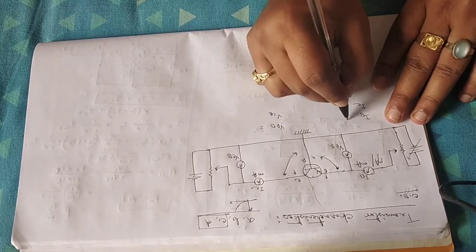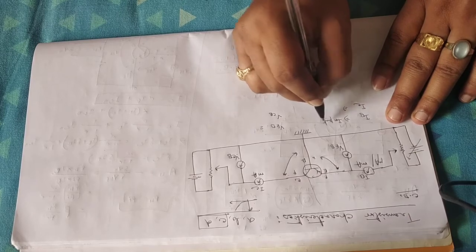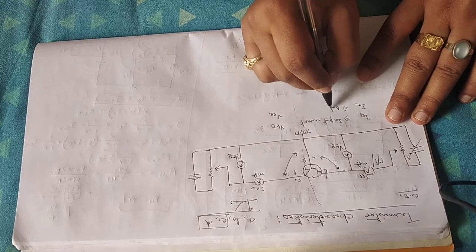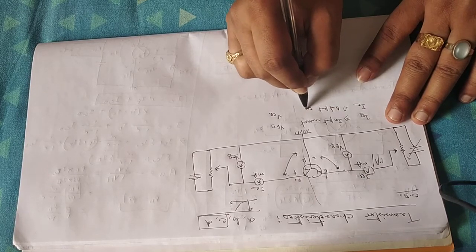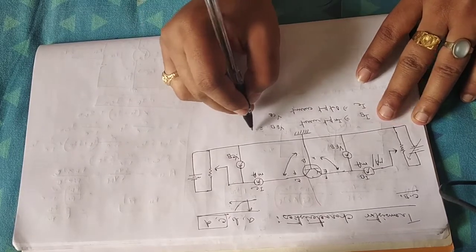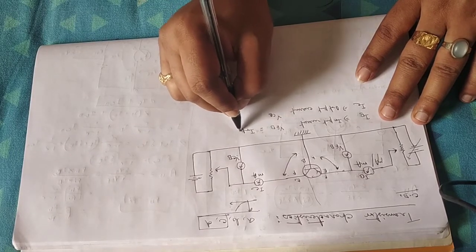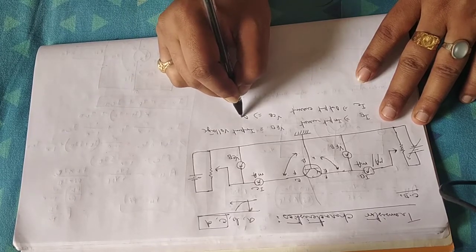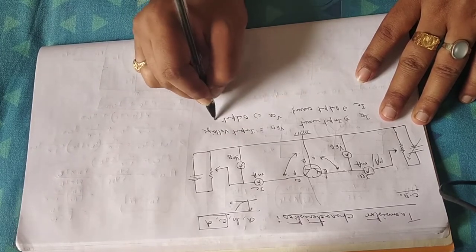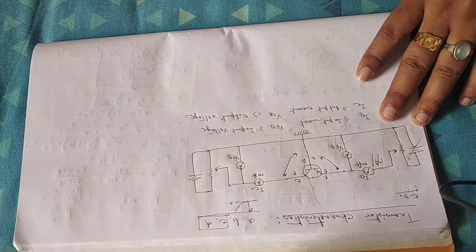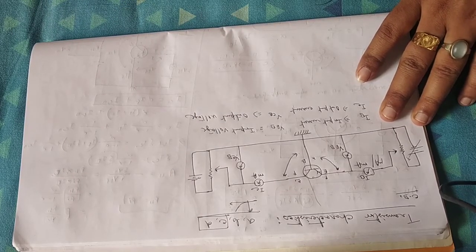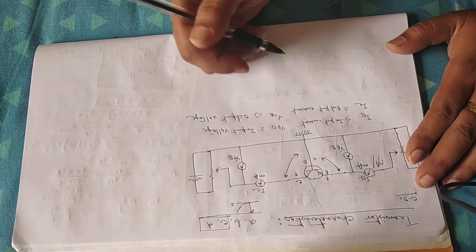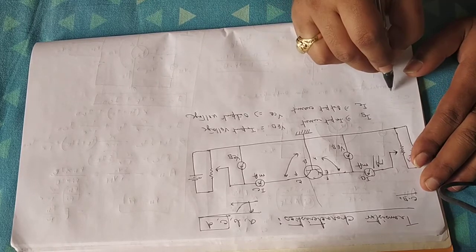IB is the input current, IC is the output current, VEB is the input voltage, and VCB is the output voltage. Now I have to show the characteristics of the transistor. I have 4 parameters now. Suppose I am looking at the input characteristics.